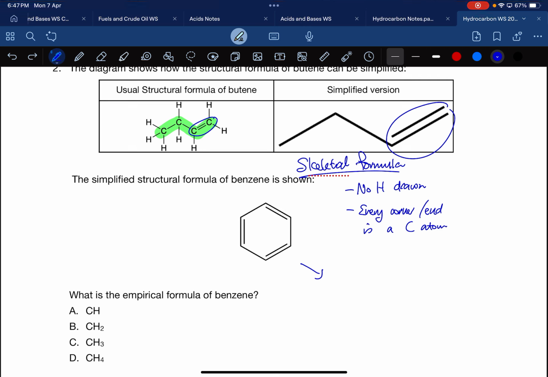What's the double bond? Carbon is just a double bond. So I'm using 2 pairs of electrons in my bonding.